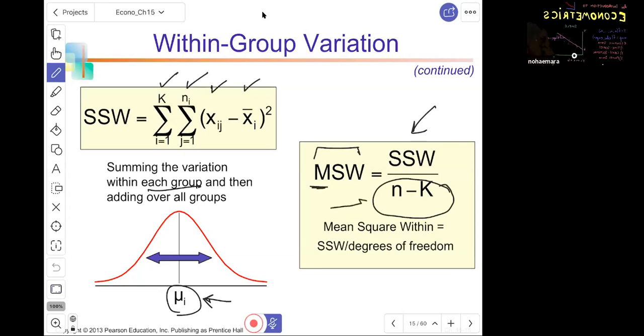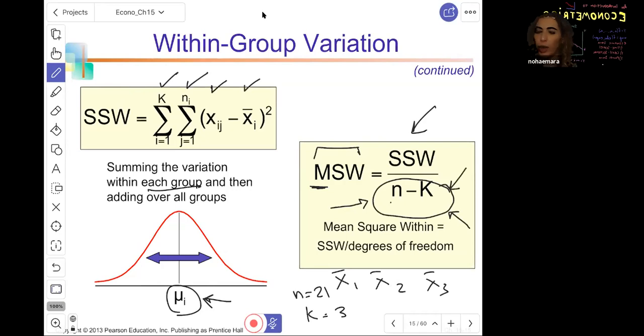So n here, because I do have n students, right? But I'm estimating k x bars. So I have k x bars. I have x bar 1, x bar 2, x bar 3, if I'm talking about my 3 groups. So k here would be 3. And then n stands for my sample, so it's going to be 21 minus 3 in the example I gave you. Okay, so you would adjust for degrees of freedom.